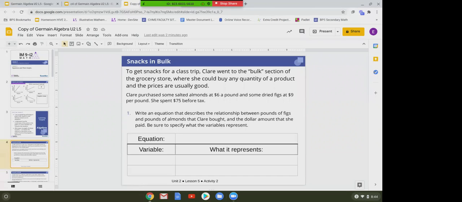To get snacks for a class trip, Claire went to the bulk section of the grocery store, where she can buy any quantity of a product and the price is usually good. So bulk usually means you're buying a bunch of it, right? Like when you go to BJ's or Costco, where you get those big boxes of snacks or big bags of Pirate's Booty, those types of places.